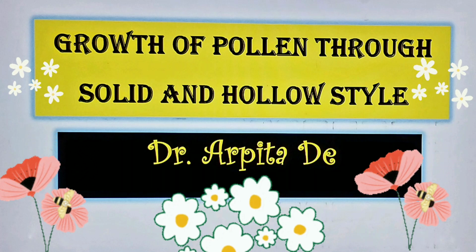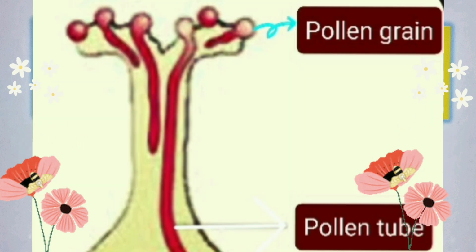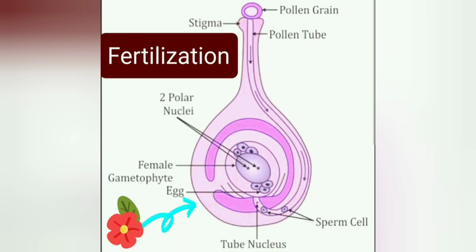Today we will discuss the growth of pollen tube through hollow and solid style. We all know that when a pollen lands on the stigma, it has to break the resistance that is offered to it while it grows, and it travels down the style and reaches the egg for the purpose of fertilization.